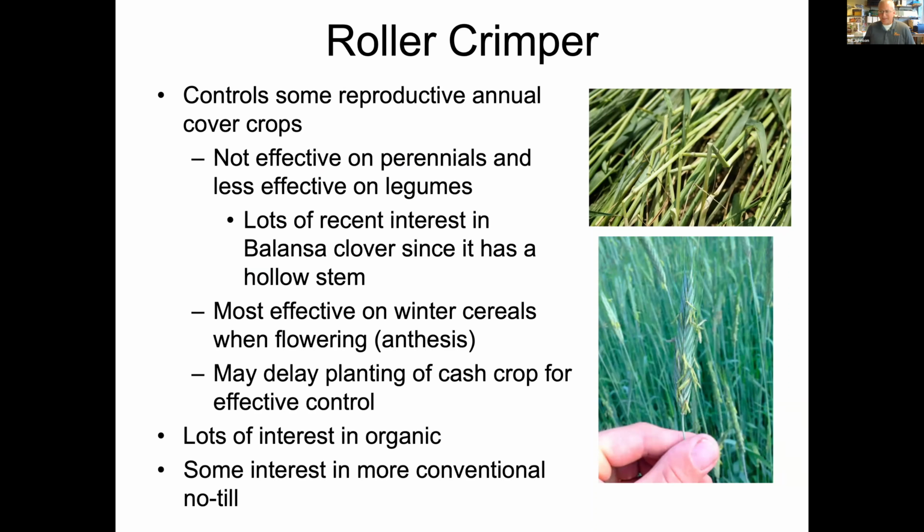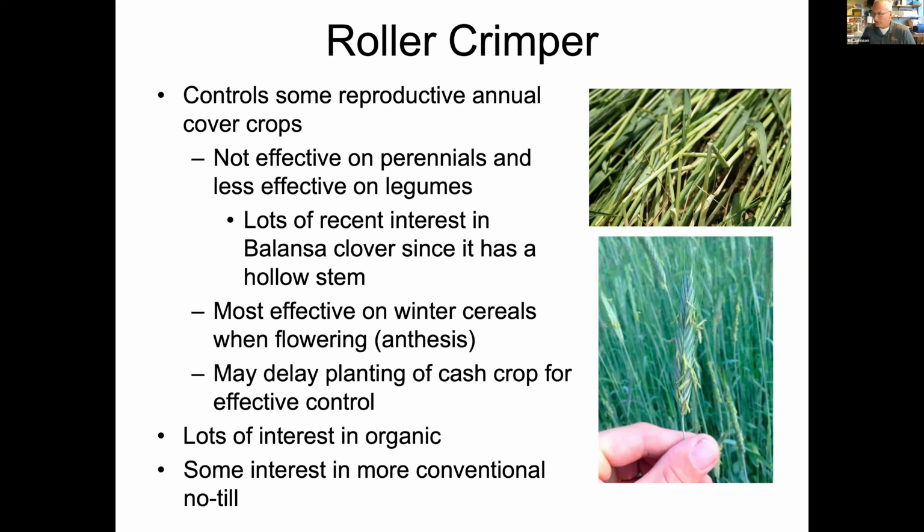So the key thing to keep in mind here is the growth stage of the cereal rye is important to making this effective. You basically want it when you have anthesis occurring, so relatively large cereal rye. And basically what happens is when you crimp it at that time, it has a tendency to just stay laid down. If you crimp it too early, it will stand right back up, and then you're still in a situation where it could be competing with the crop.